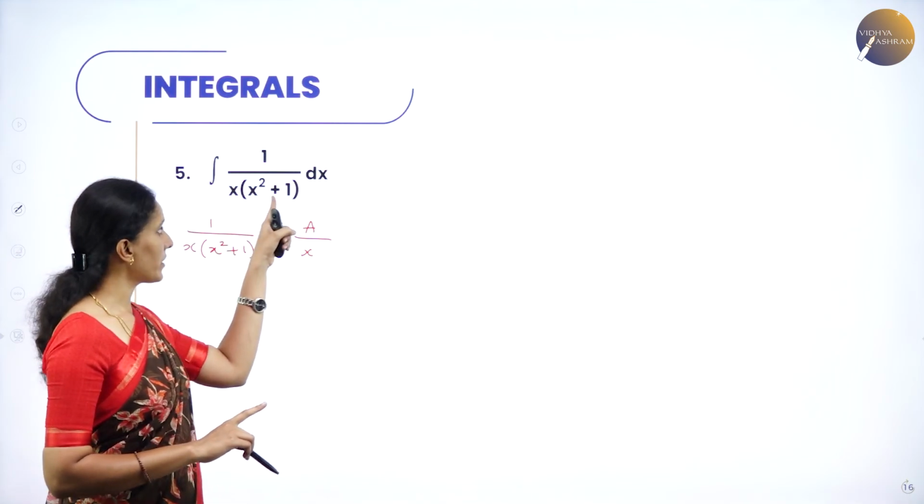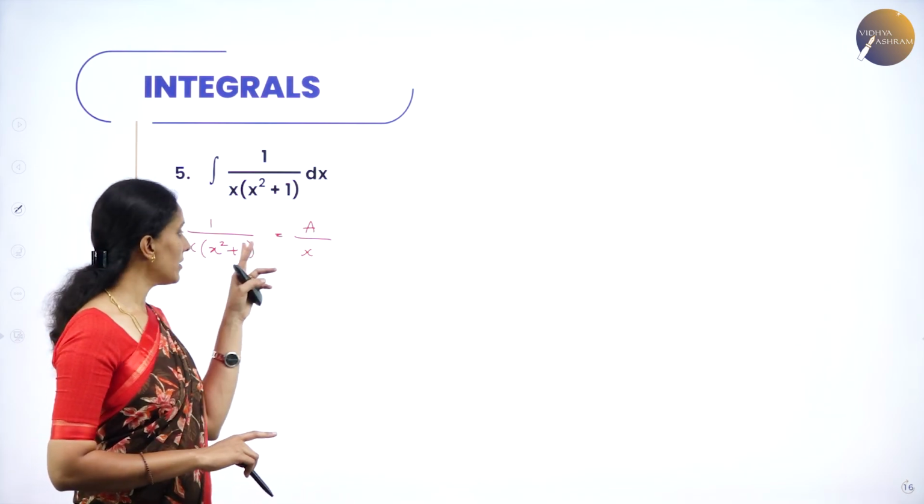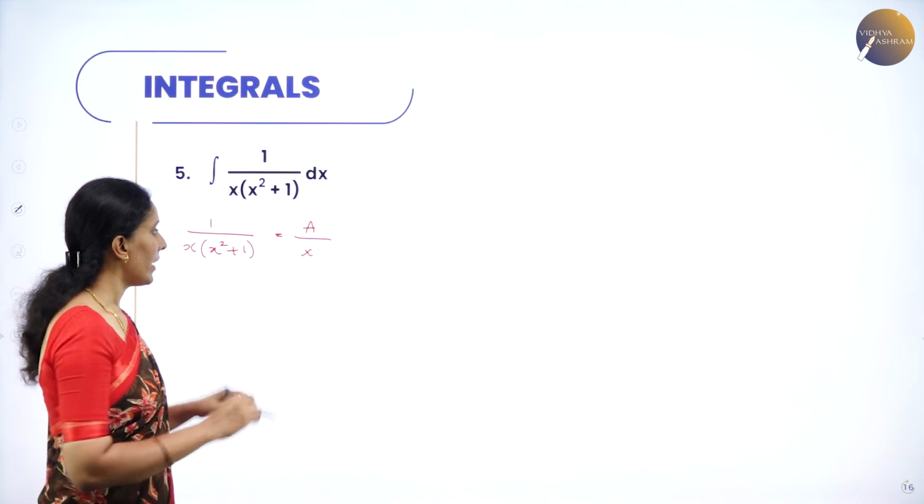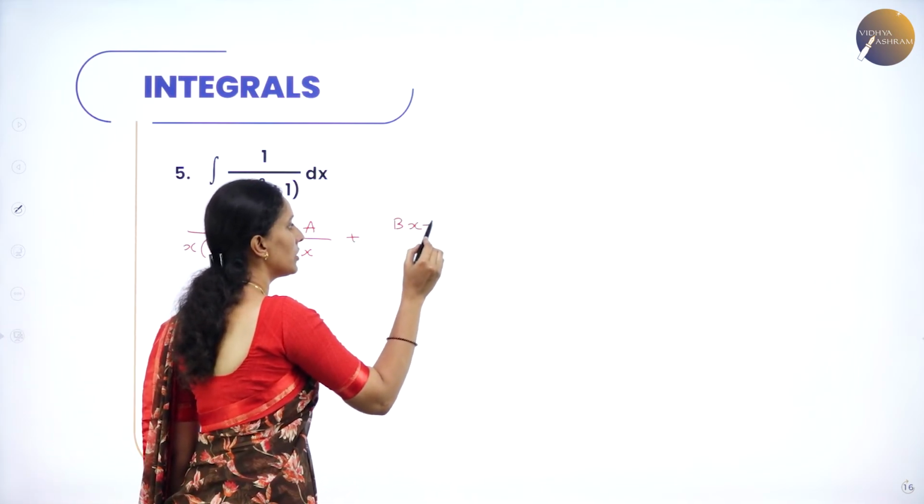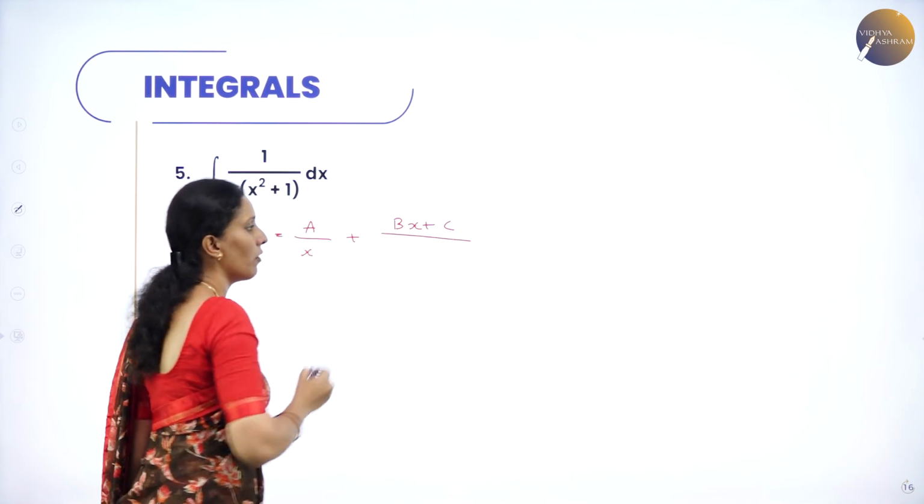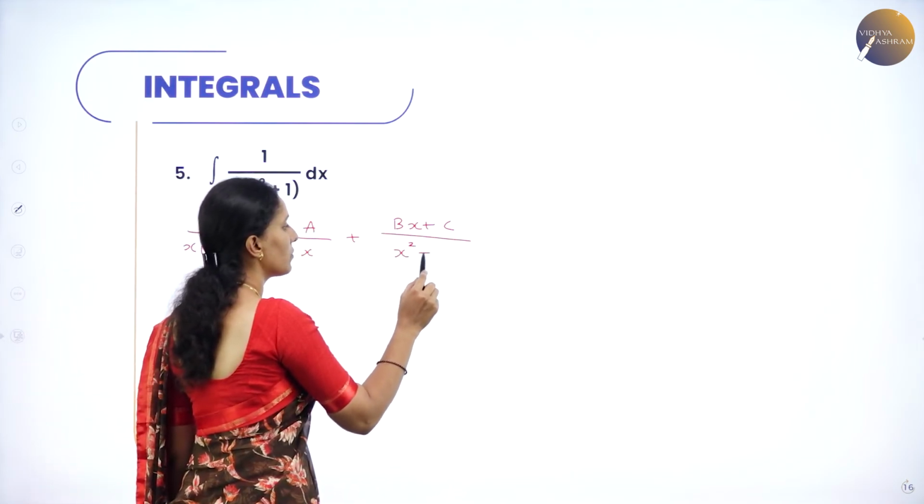If it is in the form of x square minus 1, then I would have written it in the form of x plus 1, x minus 1. But this is not possible. So that is why whenever it is not possible, we mention this method. We write numerator in the form of bx plus c and denominator as x square plus 1 only.